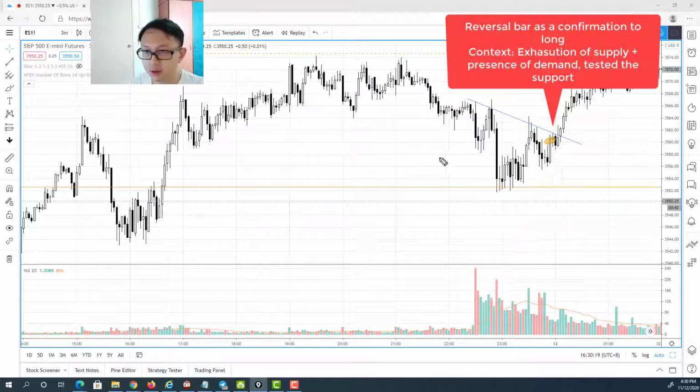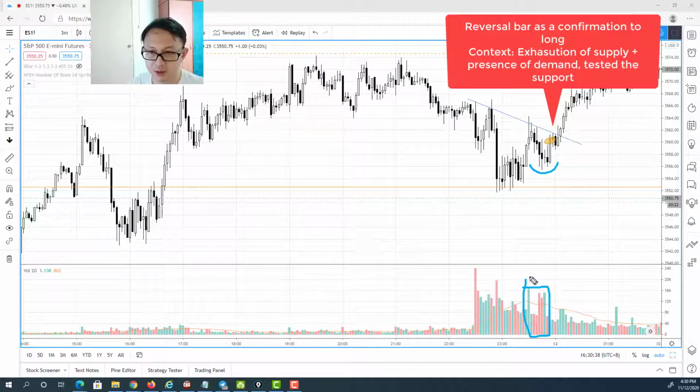And despite the localized increase of the volume, if we compare it to this part here, we have seen that the results to the downside are not there. So the results did not really show up. Instead, it just formed a higher low. So that suggests to me that there is presence of demand.